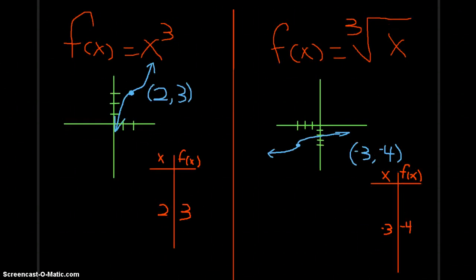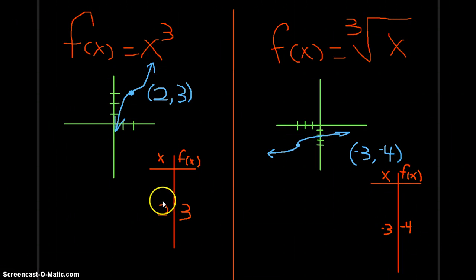Right here I've given two graphs, one of a cubic function and one of a cube root function. And I've told you the starting point for each of the two. The cubic function starts at 2, 3, and the cube root starts at -3, -4. We're going to fill in the cubic function table first.